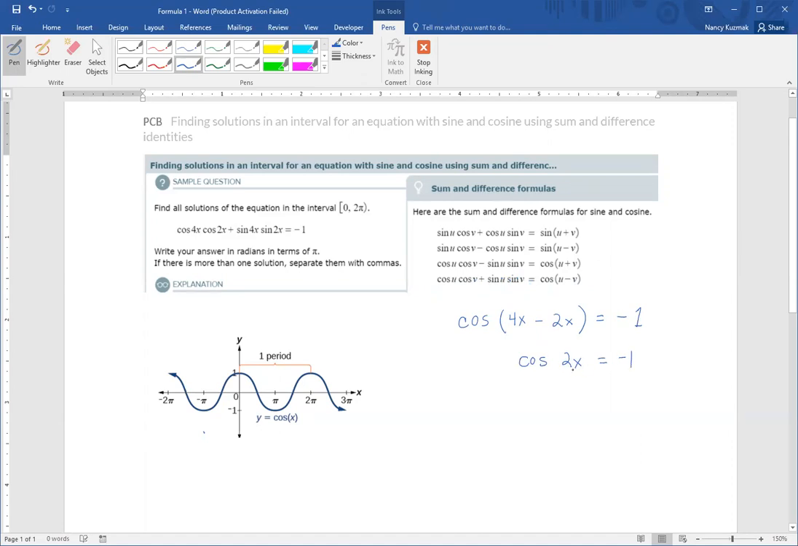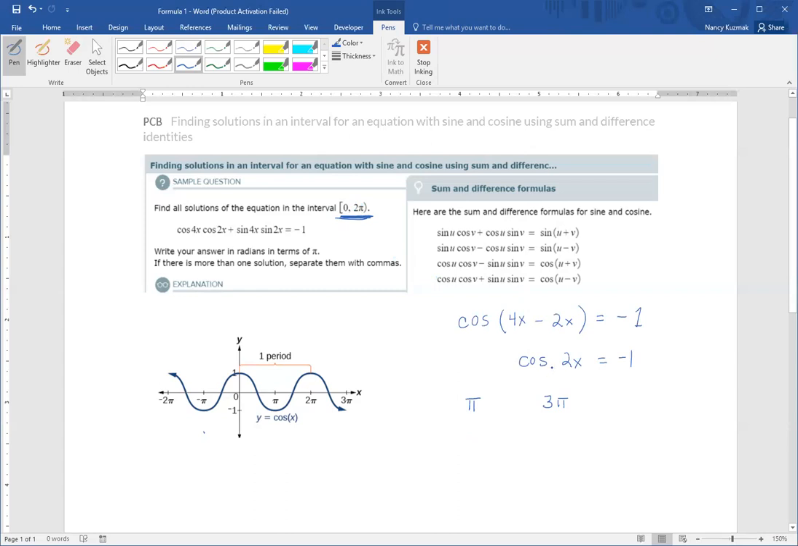Now let's just ignore the 2 for just a second, and I'll show you how to deal with that. So where on this graph is the cosine of some theta value equal to -1? Well, it's right here at pi, and it's also at 3 pi. All right, so this doesn't mean that I'm restricted to find my values. It's restricted to find my solutions.